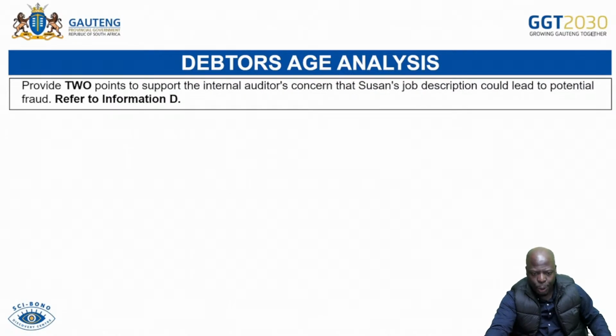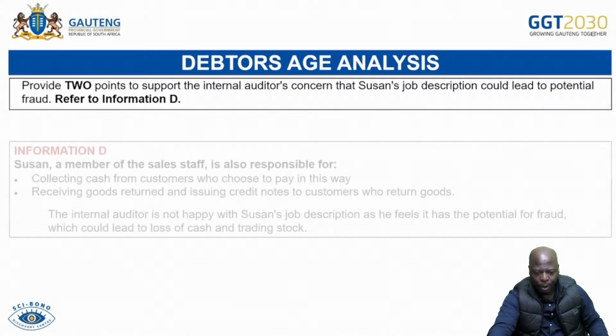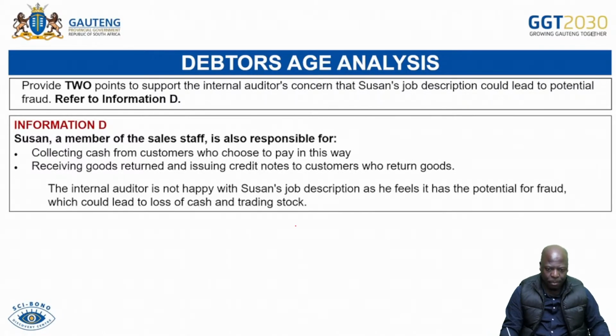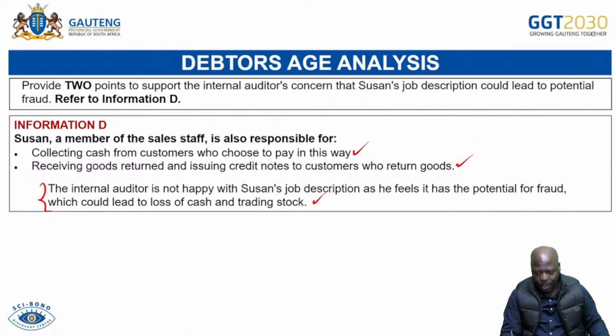Okay, let's go on to the next part. It says provide 2 points to support the internal auditor's concern that Susan's job description could lead to potential fraud. Okay, so here was the scenario. Susan, a member of the sales staff, is also responsible for collecting cash from customers who purchase and pay in this way. Susan also receives goods returned and issues credit notes to customers who return goods. So the internal auditor is not happy because the internal auditor thinks that this could lead to fraud. It has the potential for fraud.